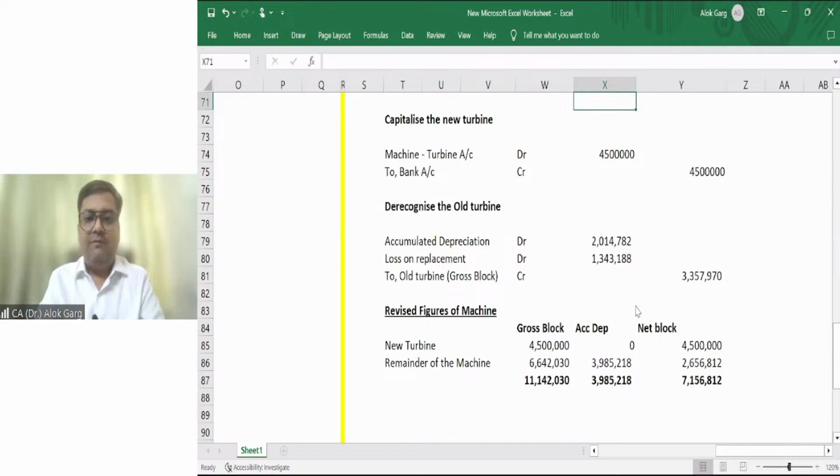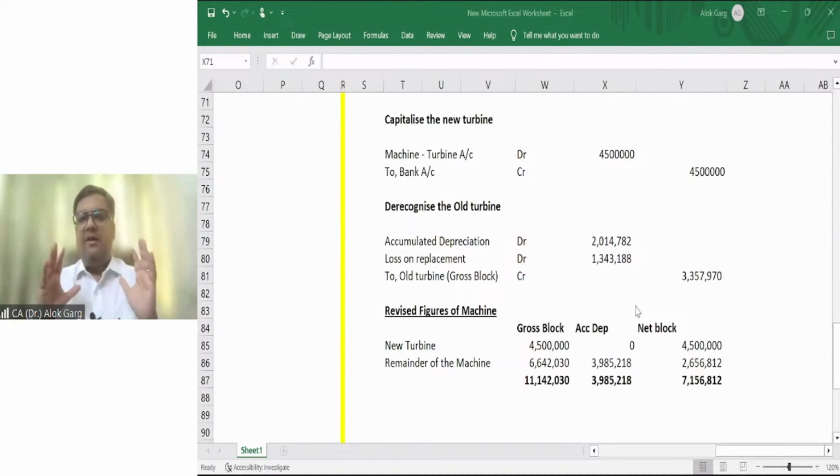Friends, please let me know if you have any doubts so far. I have solved two illustrations, one from ICAI study material, that is turbine and machine. The first one is from my side, which is truck and engine. I hope you are all clear about this. Why is this kind of concept there? Because of the subsequent cost: if it is a major replacement, major repairs, or a major inspection, in that case you have to capitalize the new cost. When you capitalize the new cost, you have to decapitalize the old cost.